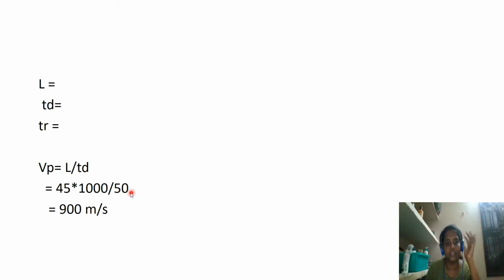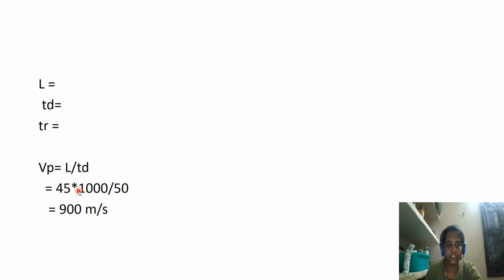This 50 into 10 power minus 3 will come to the numerator. So it becomes 1000, 50 into 10 power minus 3. TD is in millisecond, and your L is in meter, so we need the value in meter per second. So I have brought the milli to the numerator. In this concept only, the previous question was also solved, but there is some mistake in where we are putting that 10 power minus 3. That will come back once our class is over.